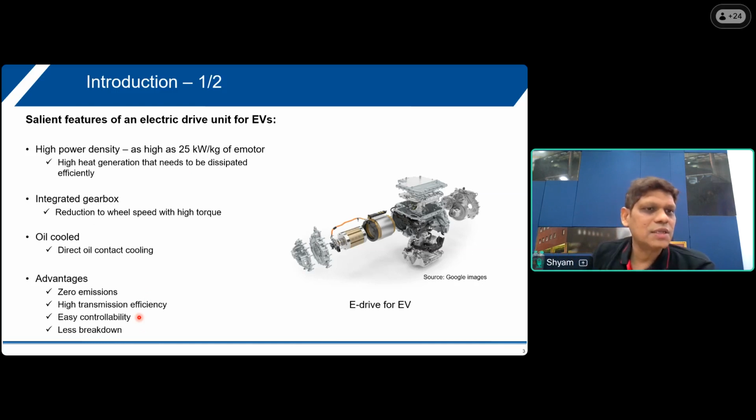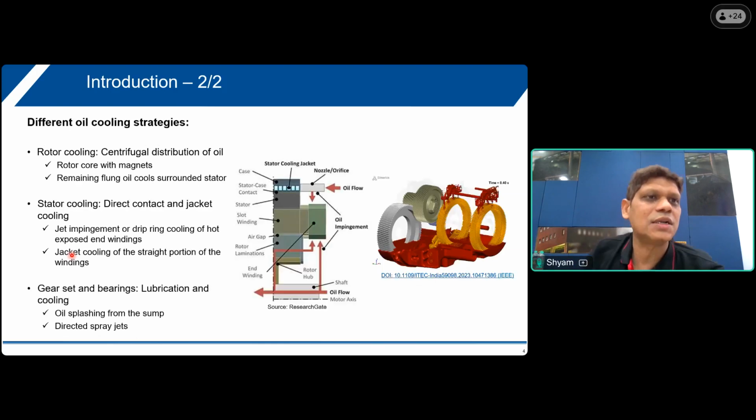As I mentioned, these are oil cooled, direct contact oil cooled. The oil that is usually used is a dielectric oil, which is a bad conductor of electricity. So in that case, it can be directly poured onto different heat source components and the heat can be effectively taken out. So what are the different oil cooling strategies?